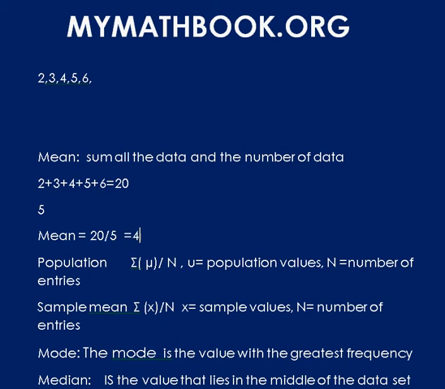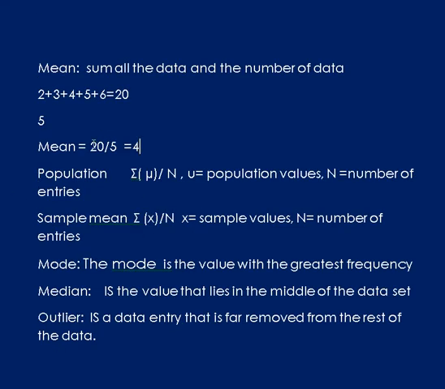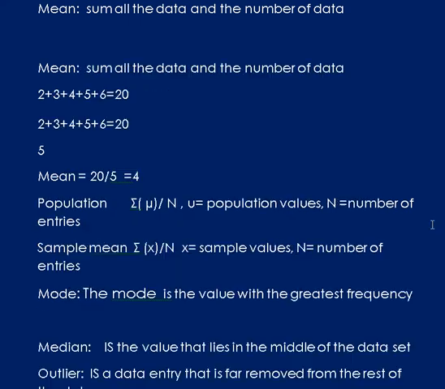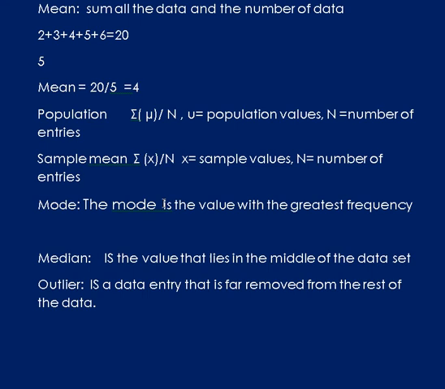Now when we go to the mode, which is the value with the highest frequency, the answer from here is the number 6. It's going to be the value with the highest frequency. So for raw data, it is 6. The median is the value that lies in the middle of the data set. So we have this data set. The median is going to be the value in the middle, which is 4.